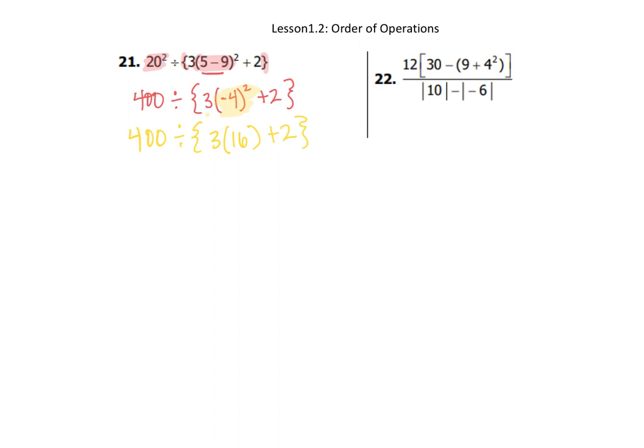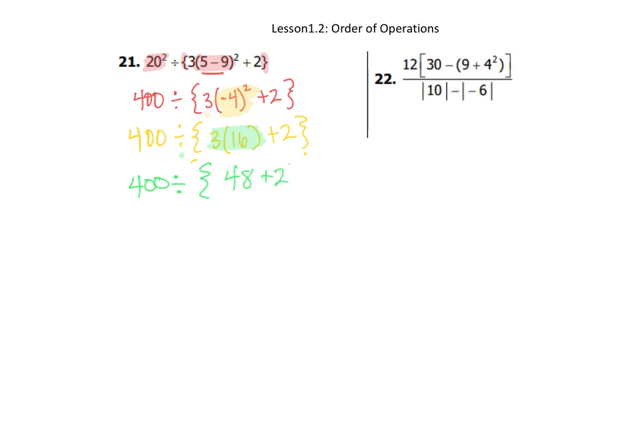Okay, so I still have these outer braces here. So I'm still doing what comes inside of there first, according to order of operations. I've done my exponents, now multiplication or division, what comes inside of here first. I can't do this outside one because I have to do everything in the grouping symbols first. So I'm going to bring down 400 divided by, okay, my brace here, 3 times 16 is 48.